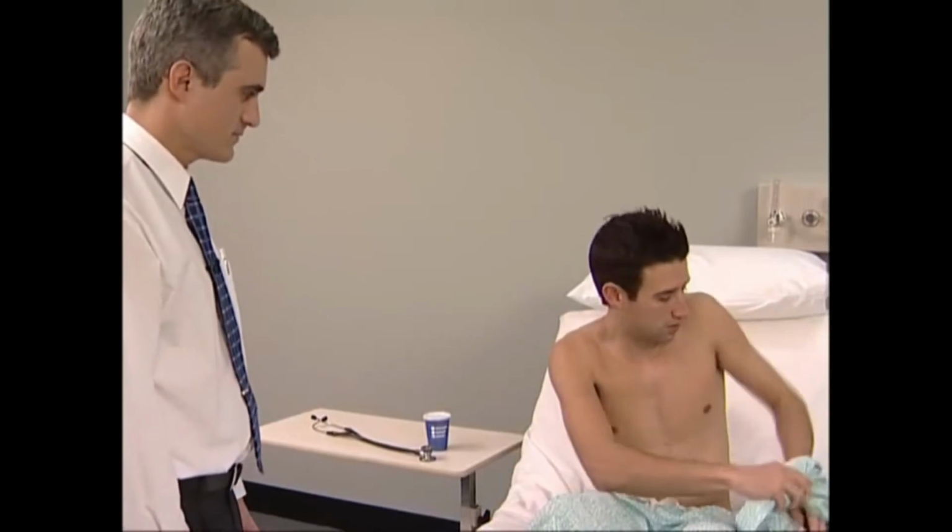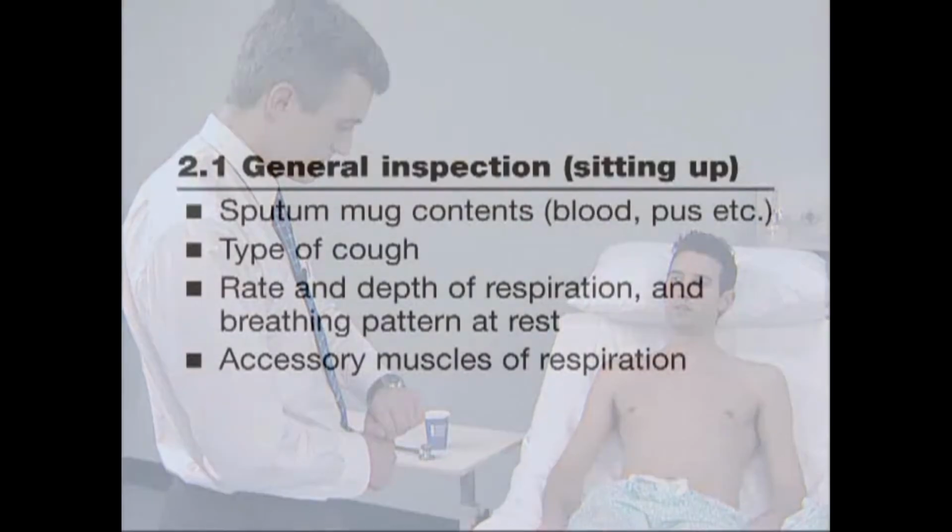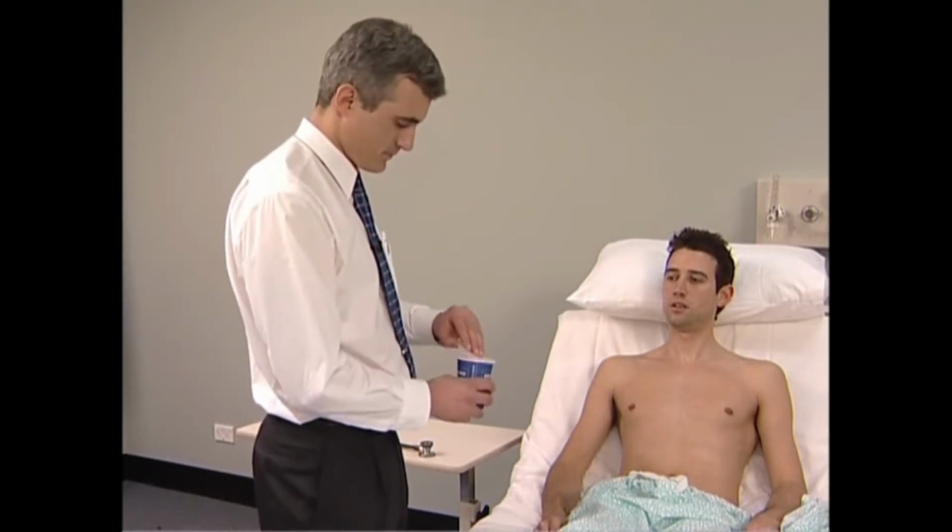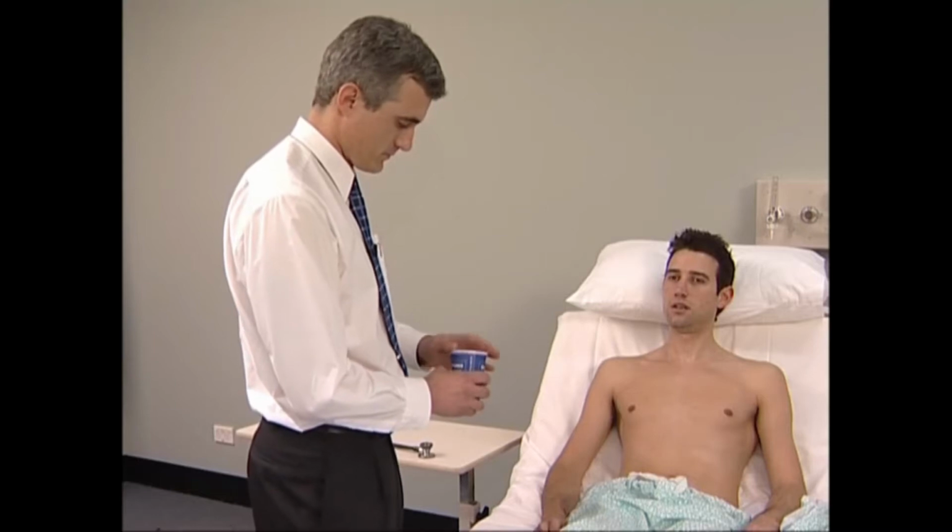For the respiratory system examination, the patient should sit up in bed, undressed to the waist. The general inspection should begin as the patient enters the room or begins undressing. The examiner stands back to look for signs of dyspnea, the rate and depth of respiration, and the use of the accessory muscles of respiration. Look at the bedside table for the presence of a sputum mug that may be conveniently placed for inspection.